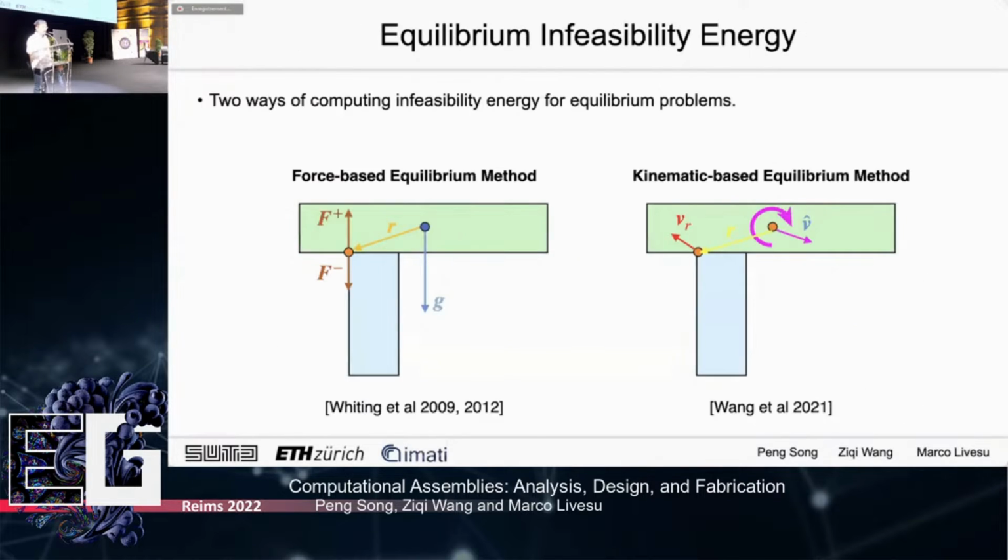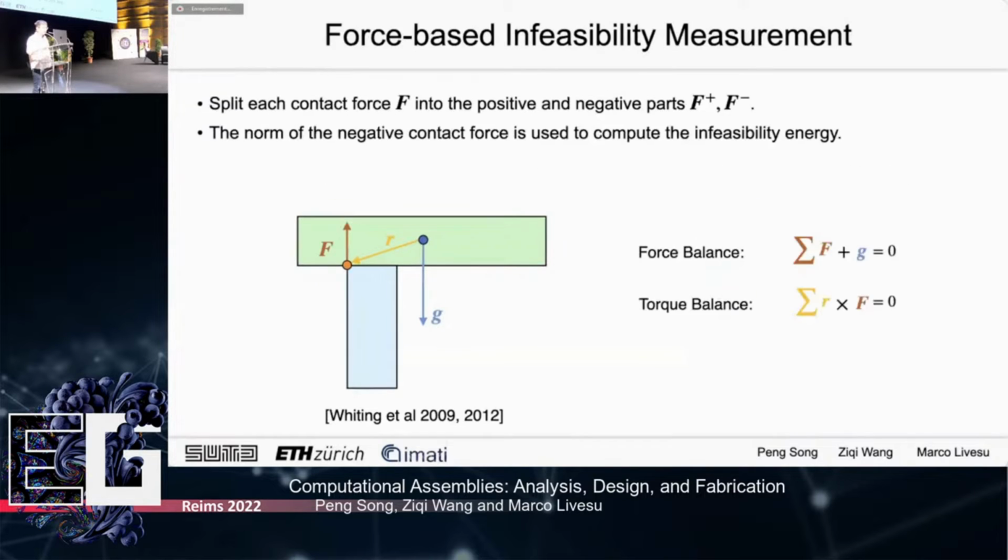So how? In this presentation, I will explain 2 ways of computing the infeasibility energy using either statics or kinematics. But let's first look at the force-based approach, which we can derive from the RBE method. The main modification of the RBE is to split the contact compression forces into 2 parts, the positive part and negative part.